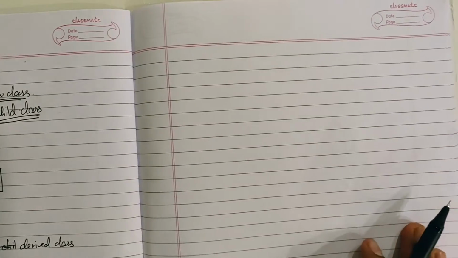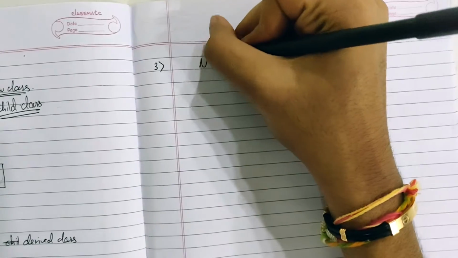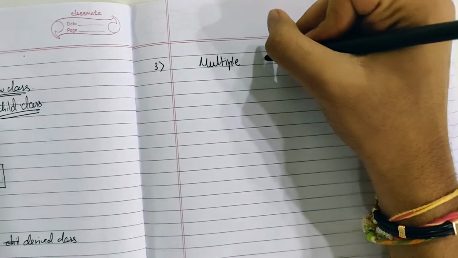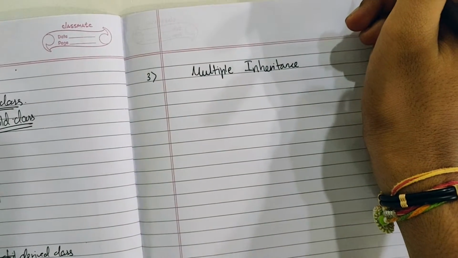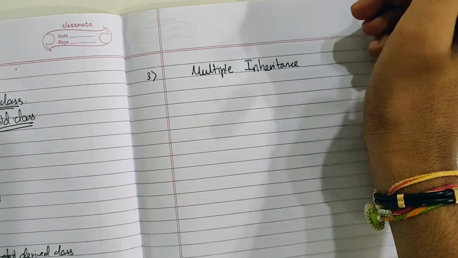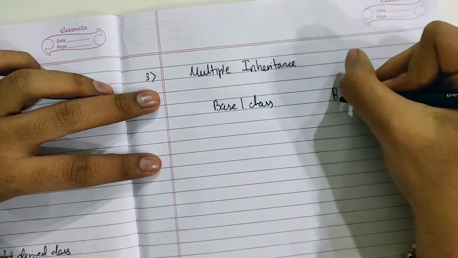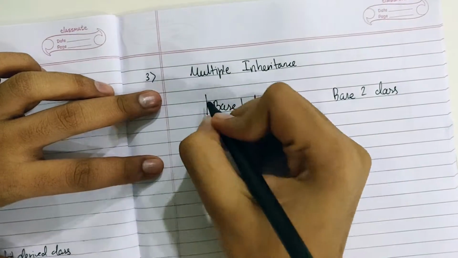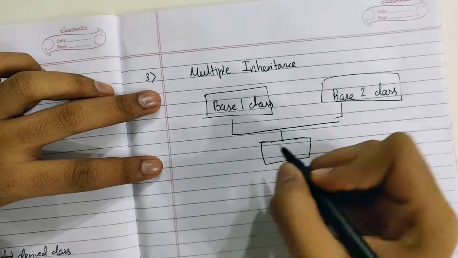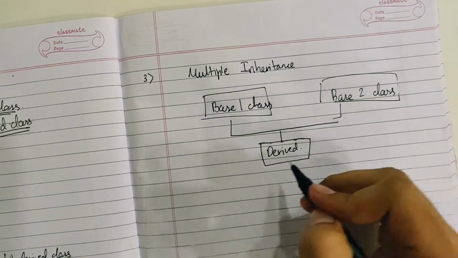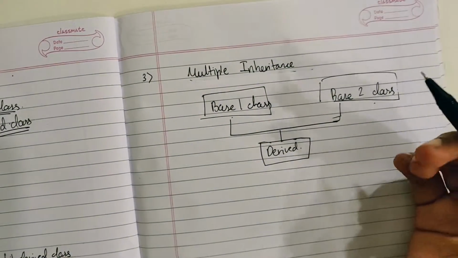Now moving on to the third one, which is multiple inheritance. So what is multiple inheritance? In multiple inheritance, there is more than one base class. So base 1 class and base 2 class. We have more than one base class to give us one derived class. You can get as many derived classes from it as you want, but there will always be more than one base class in multiple inheritance.